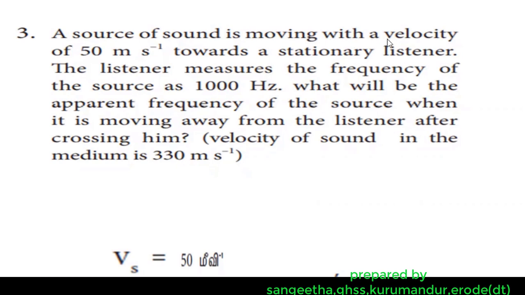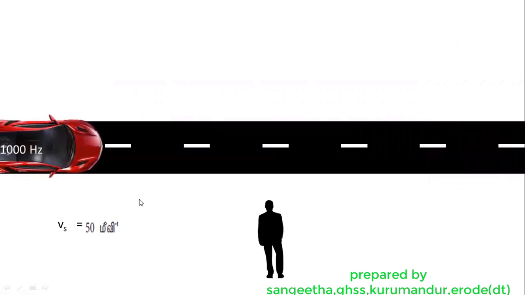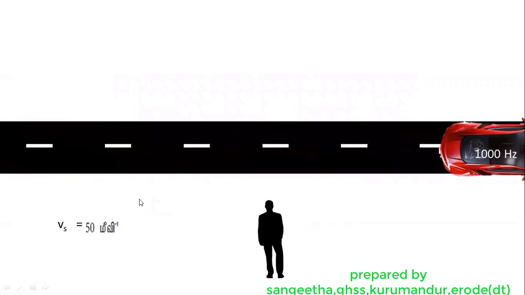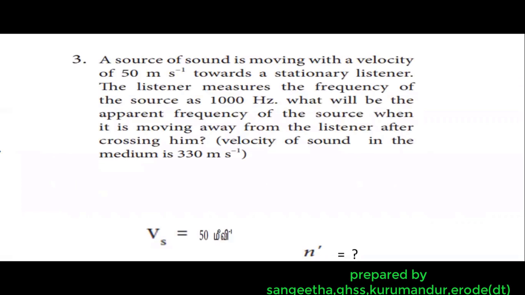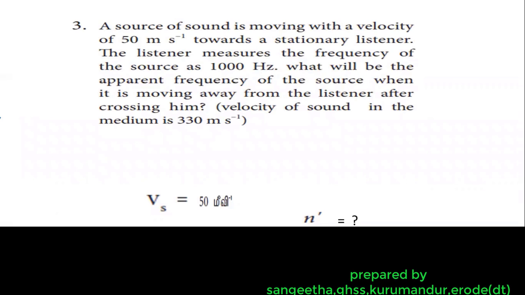A source of sound is moving with a velocity of 50 meter per second. What is the velocity of the source? It is 50 meter per second. Vs is 50 meter per second. The observer is stationary, so you can put the value of V0 as 0.